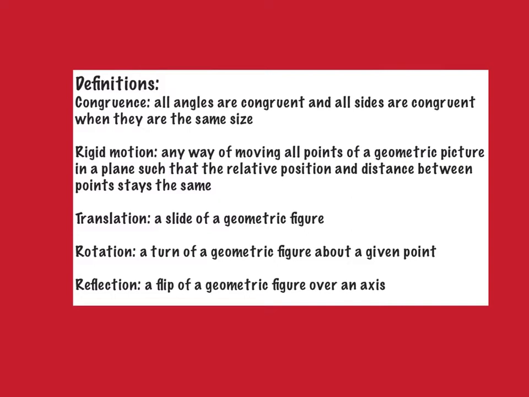Rigid motions. Any way of moving all points of a geometric picture in a plane such that the relative position and distance between points stays the same. So with these rigid motions, which are translation, rotation, and reflection, any way that the geometric shape moves along the plane, the area, the sides, and the angles will all remain the same.